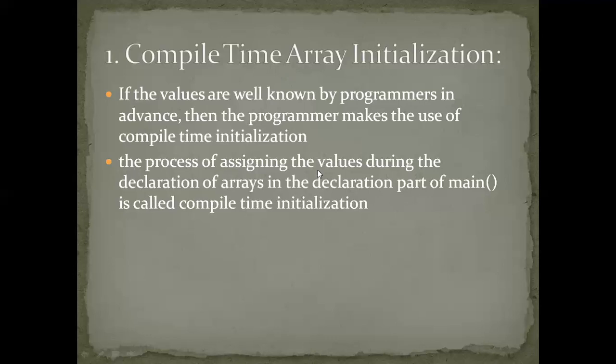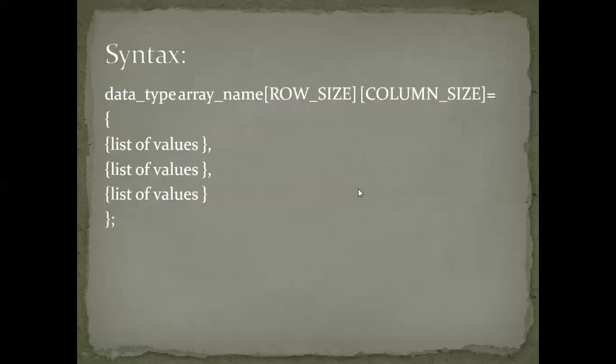What do you mean by compile time array initialization? It is the process of assigning the values during the declaration of arrays. Remember this: during the declaration of the array, in the declaration part of the main function, it is called compile time array initialization. If the values are well known by the programmer in advance, we go with compile time array initialization. And when do we initialize it? During the declaration of the array in the declaration part of the main function, before the executable part of the main function.